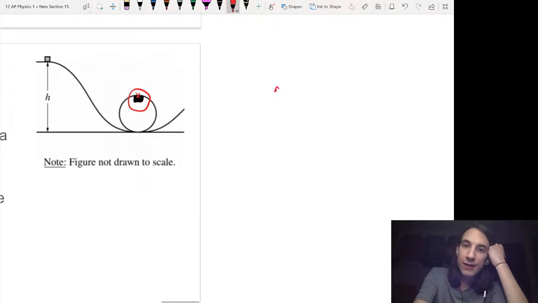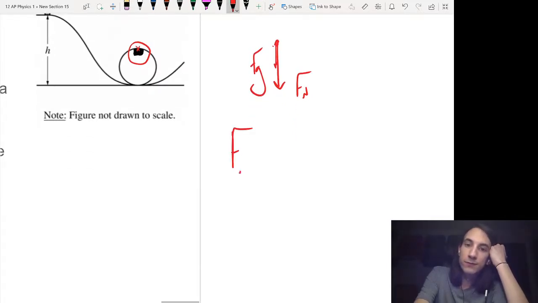acting on it, the problem told us we have a normal force, and that is acting perpendicular to the surface, so it's acting downwards. And then we also have a gravitational force. So our net force, our net centripetal force, these are both towards the middle of our circle, so they're both positive. So we have a positive gravitational force plus a positive normal force equals ma.